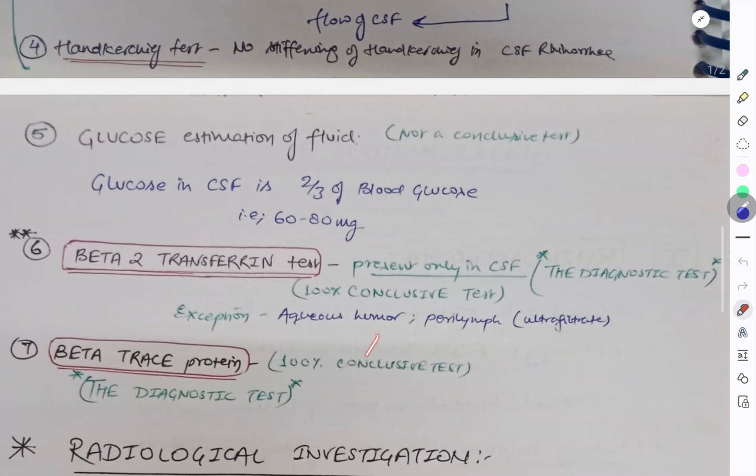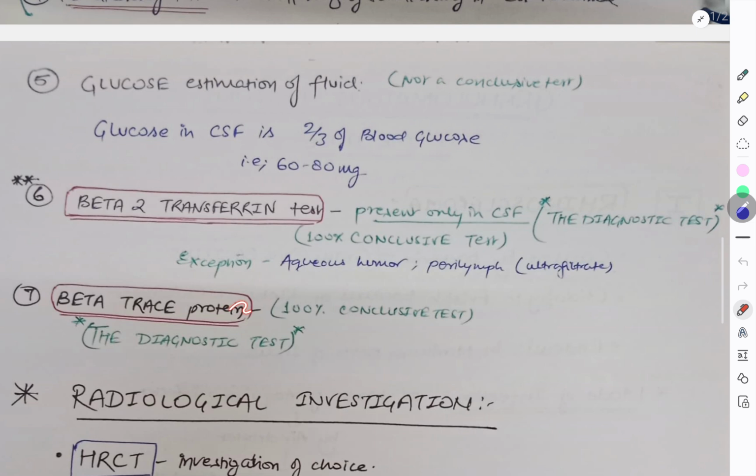Now coming to the important test, that is the beta 2 transferrin test. It is present only in CSF. Therefore, the diagnostic test for CSF rhinorrhea is the beta 2 transferrin test. The exception is aqueous humor and perilymph, that is ultrafiltrates, where it will not be found. And then beta trace protein. Beta 2 transferrin and beta trace protein are the tests for CSF.